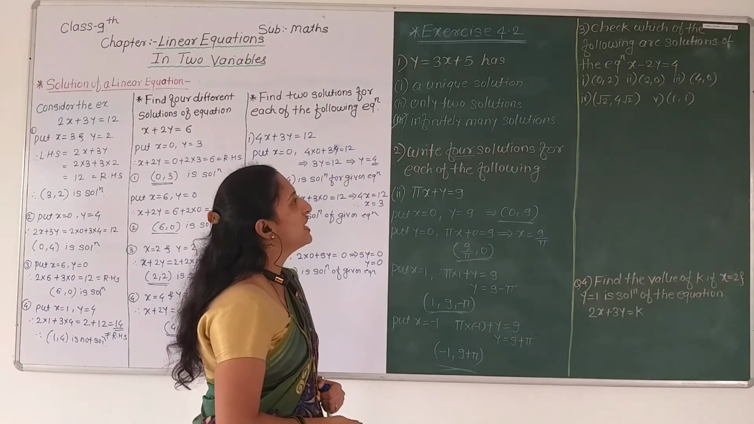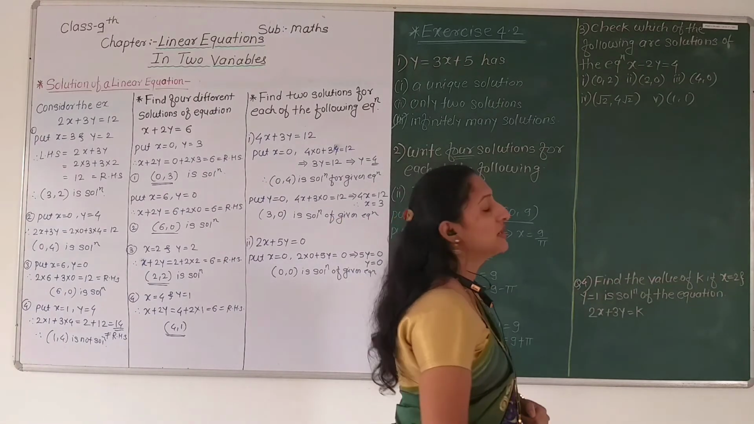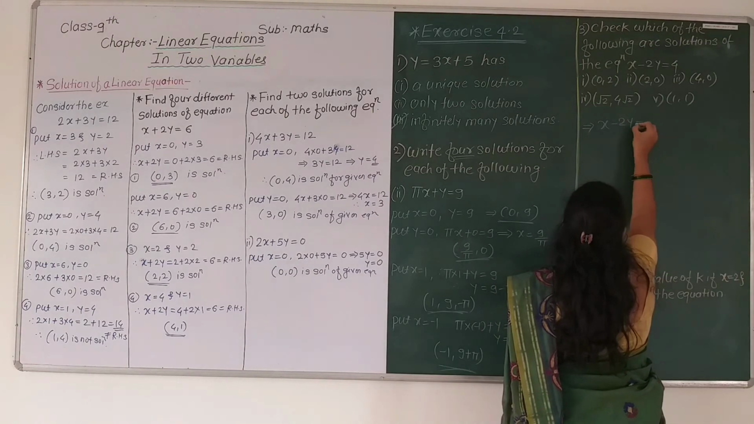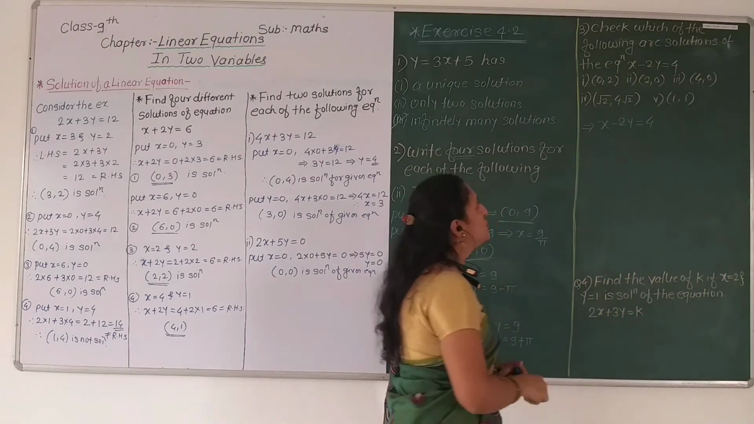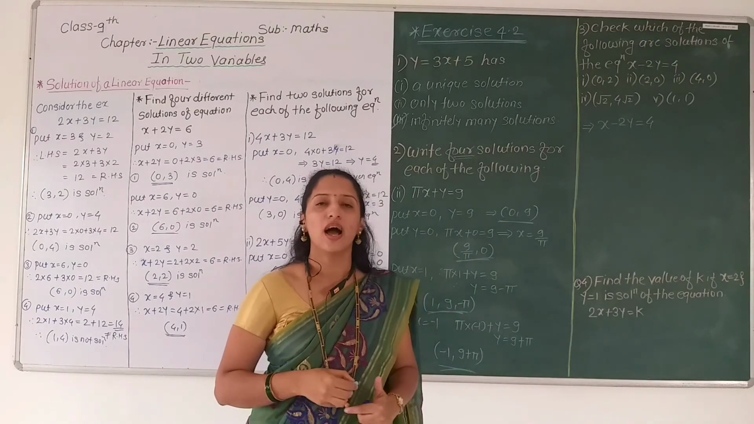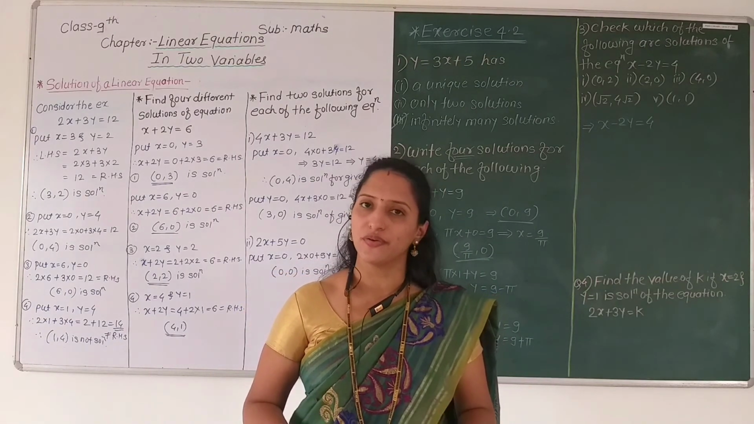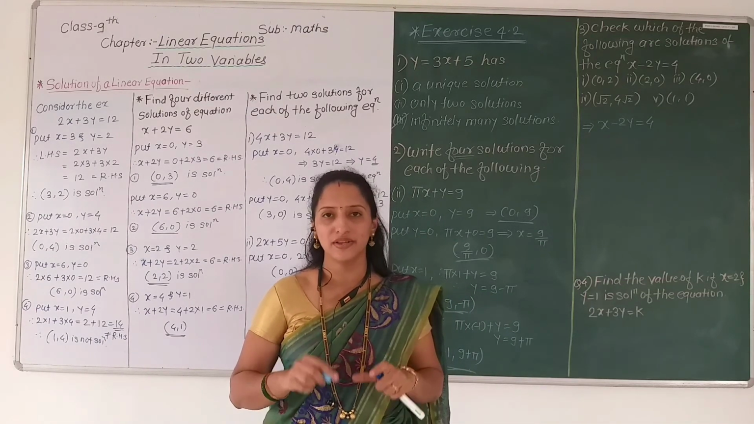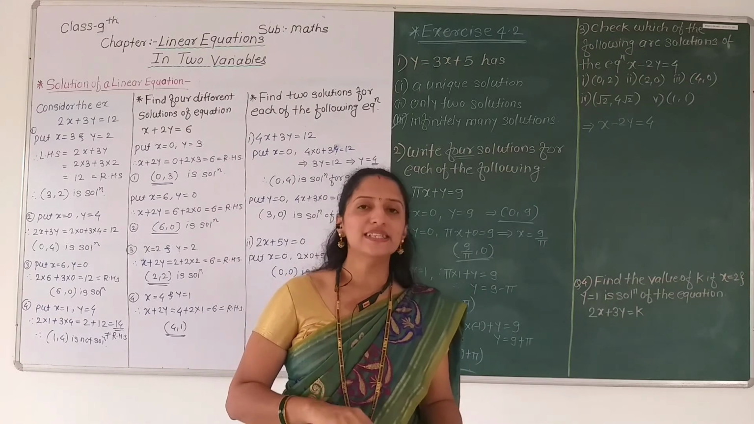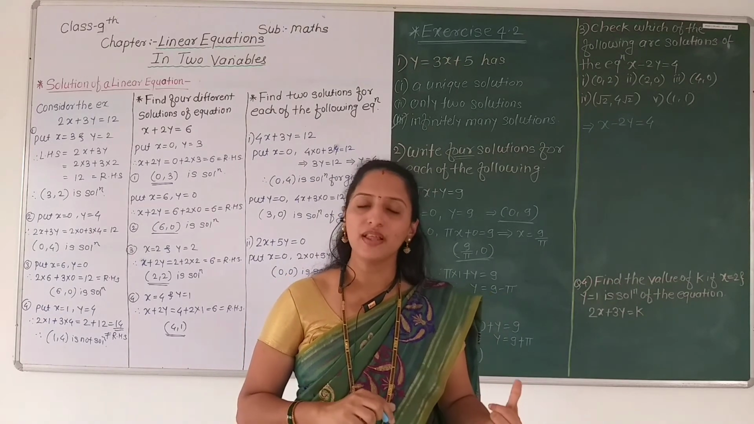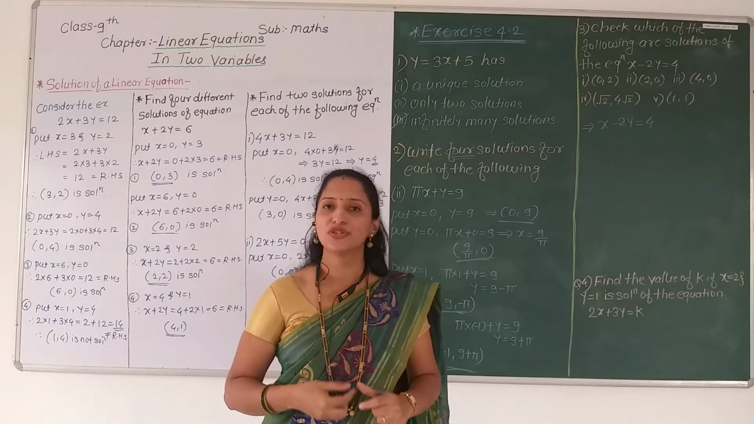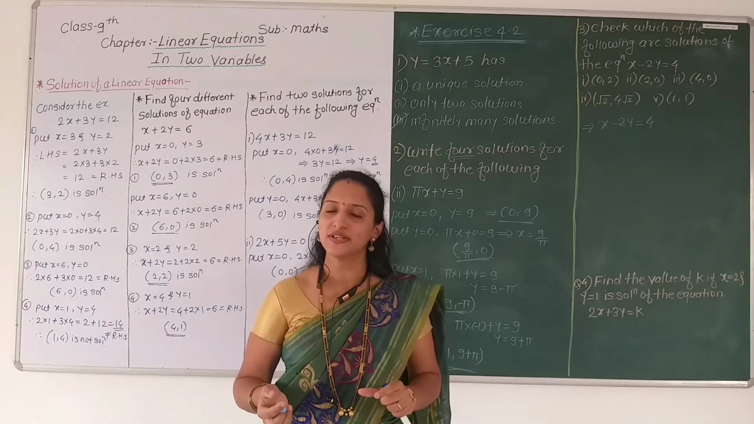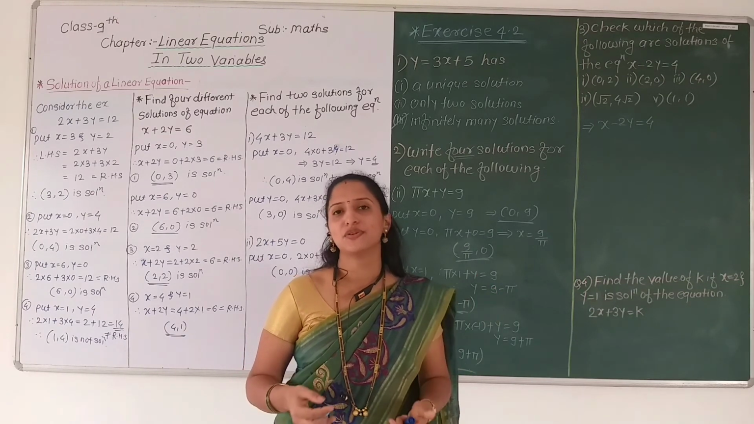Third example, check which of the following are solutions of the equation. Here we are given one equation, that is x minus 2y is equal to 4. Now we have to check whether the given solutions are solutions of this equation or not. So how can we find this? Just substitute the values of x and y in the equation. If we get LHS is equal to RHS, then this pair is called a solution of the equation, since solution means what? Solution satisfies the equation. So let us check whether these values are solutions of the equation.